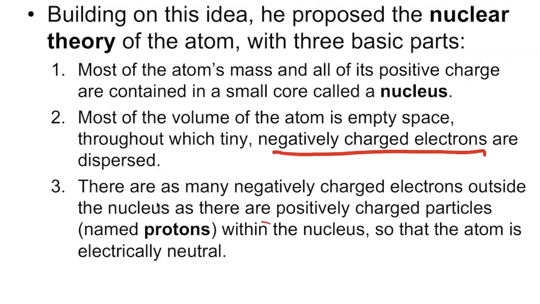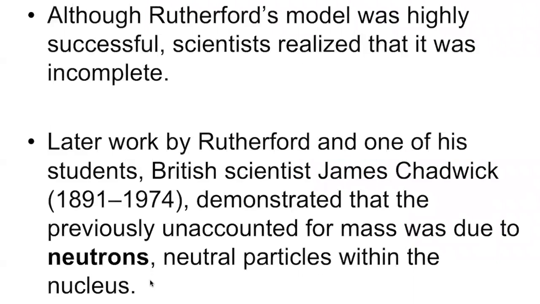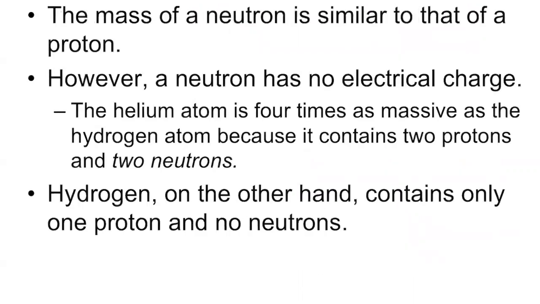So we know the nucleus, we know where the electron is located, we know the mass of the electron, and so on. After him, there were two other scientists. One of the students discovered the neutron. He piggybacked on Rutherford's work and demonstrated that there was a neutron in the nucleus. This is similar to the proton. However, the neutron has no charge, but it has a mass.